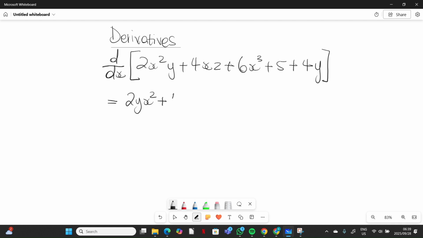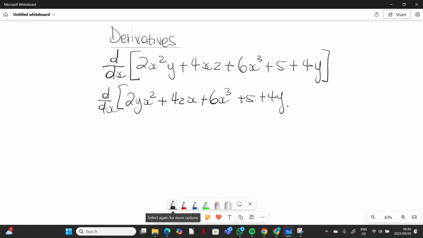Then you're going to have what? 4zx plus 6x cubed plus 5 plus 4y. I was just rearranging it, so I did not have to write the equals sign there. I just had to say d over dx. Now let's derive it and see what happens.